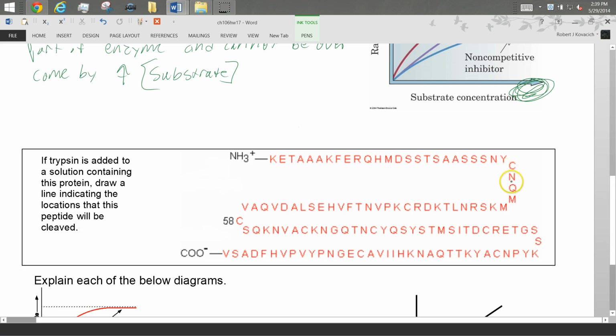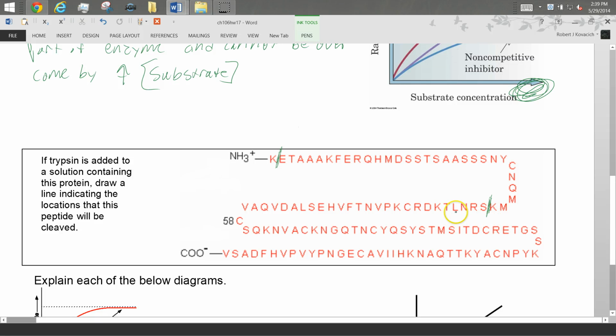Do they have to be, like, the very first one? Oh, I missed the very first one. No, it doesn't. So it can be, okay, because that's where I was kind of confused. As soon as it sees a K or an R, a lysine or an arginine, then it cleaves right after the molecule, right after that amino acid.